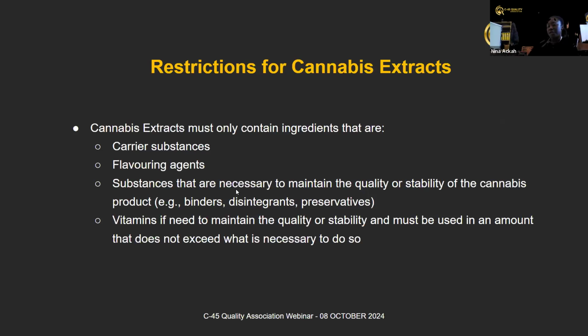For cannabis extracts, there are restrictions on the ingredients that we can use to make them. Health Canada expects all cannabis extracts to only contain ingredients that are useful as carrier substances, that are there as flavoring agents, or that are required in the cannabis extract to maintain the quality or stability of the final cannabis products. Vitamins can be added if it is needed to maintain the quality or stability, but it must be used in an amount that does not exceed what is necessary to do so.